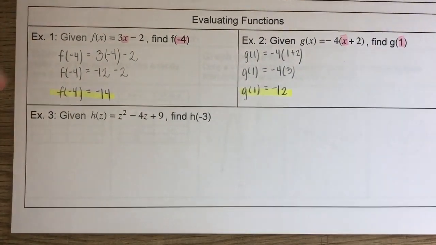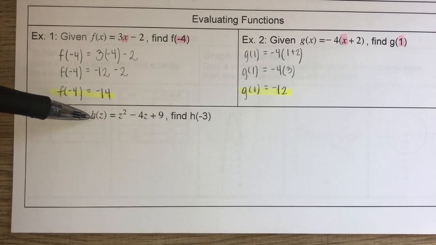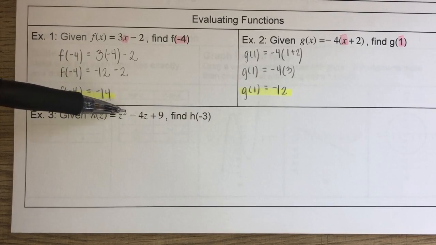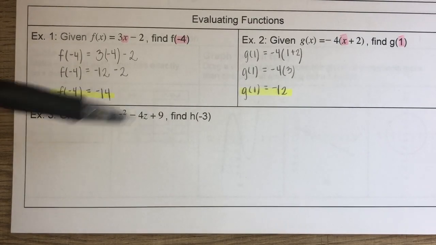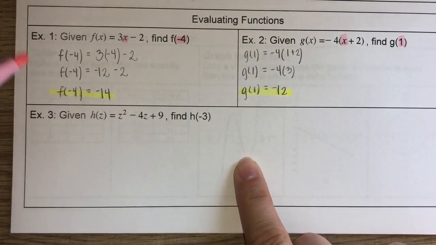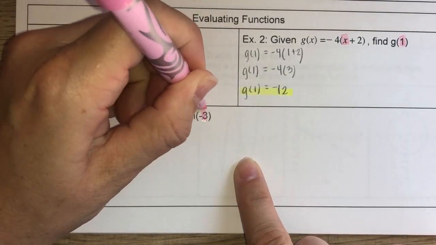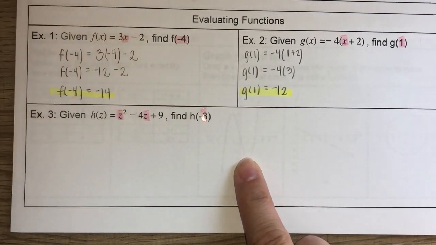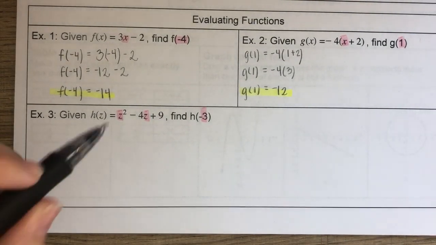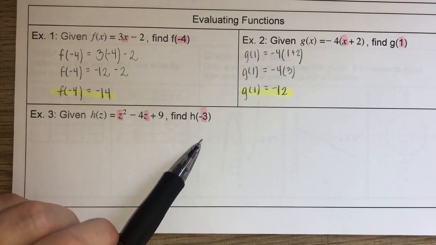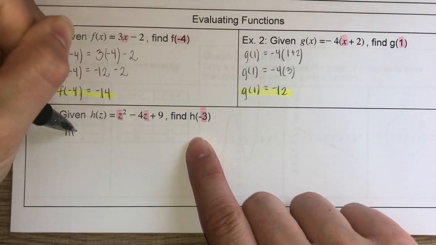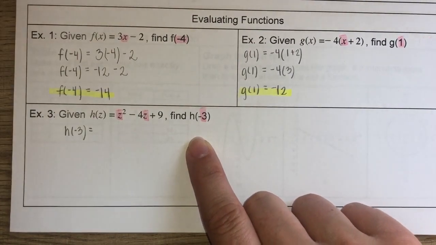And then the last example, example 3, looks a little bit different now. It says h of z, h parentheses z, h of z equals z squared minus 4z plus 9. And we need to find h of negative 3. So now because the function is h of z instead of x, we're going to substitute in this negative 3 wherever we see a z. Because there are multiple z's throughout, we're going to have to substitute this negative 3 in multiple times throughout the function. So h of z turns into h of negative 3, because that's what we're finding and evaluating.